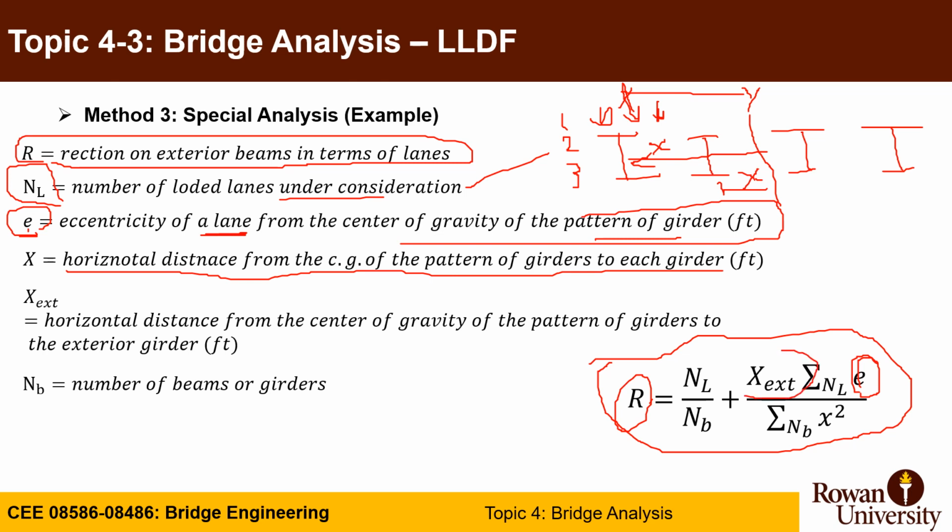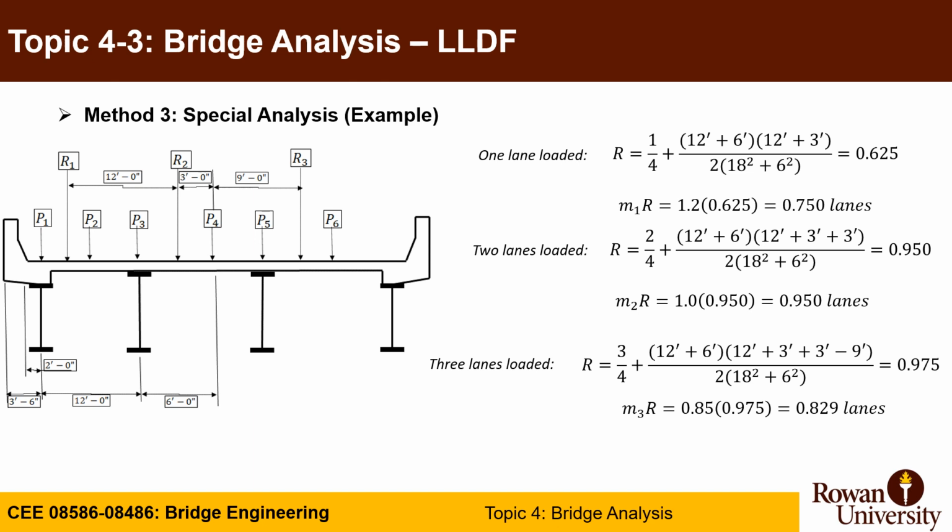XE is the X distance from the center of gravity of the pattern of girders to the exterior girder, and NP is the number of girders. Okay, so in this you have 4 girders. So for one lane loaded, two lanes loaded, three lanes loaded, NL is 1, 2, and 3. Number of girders is always constant, 4.